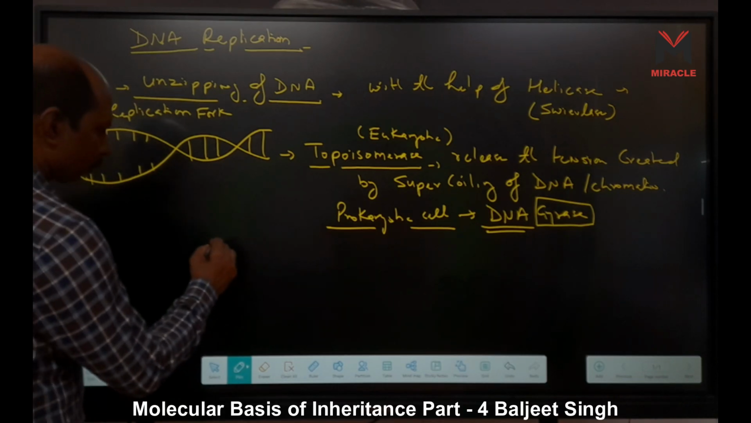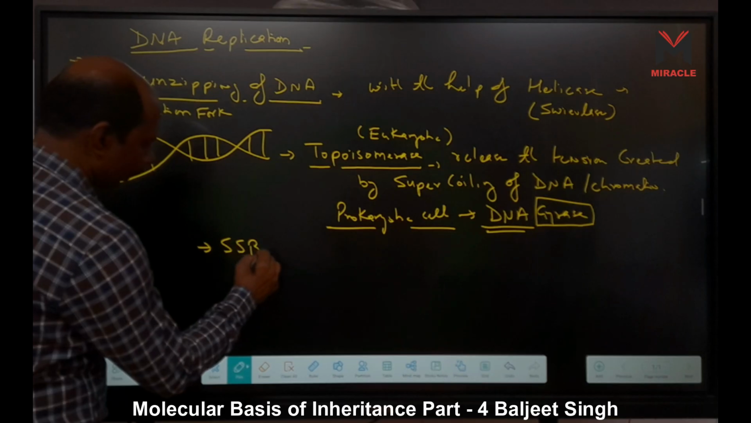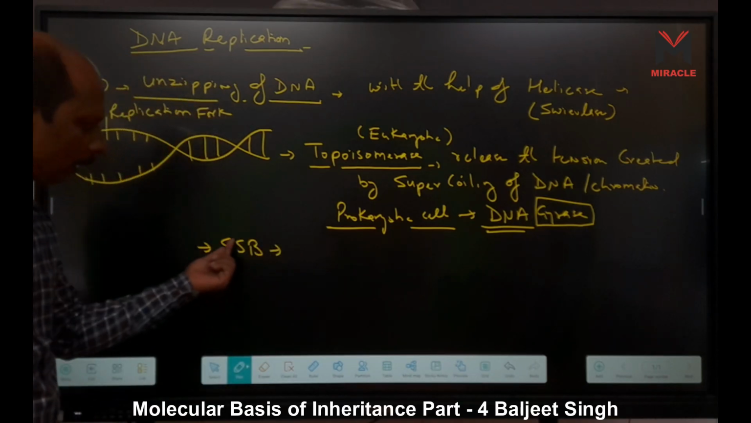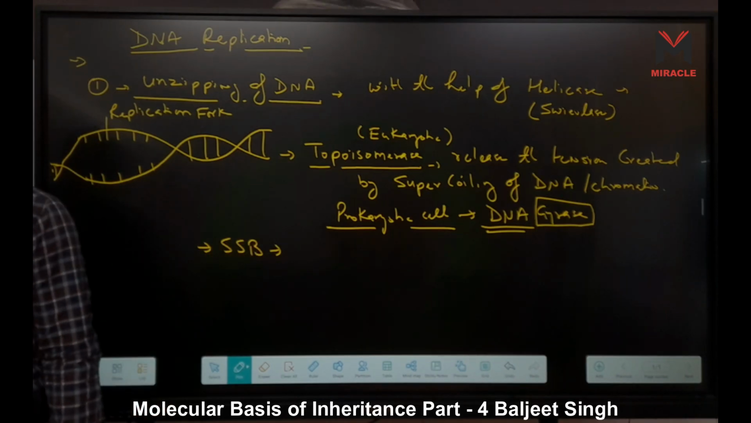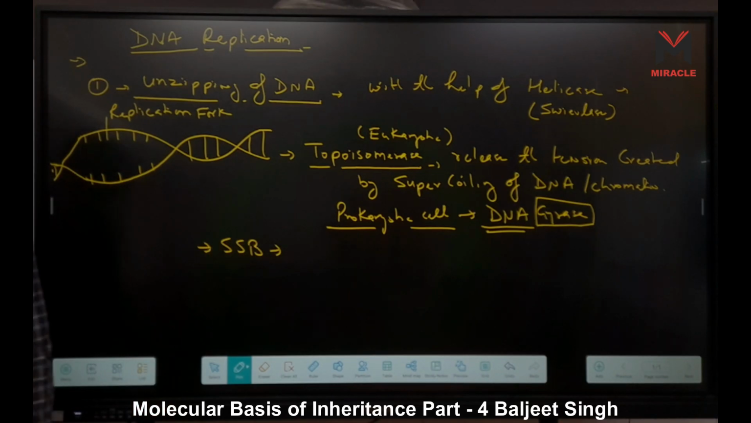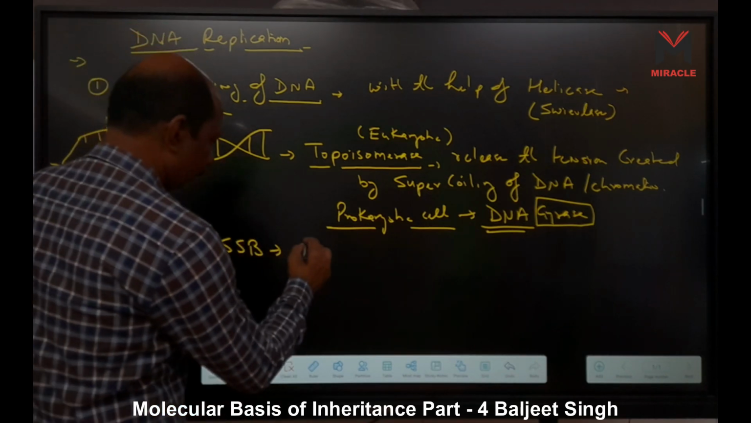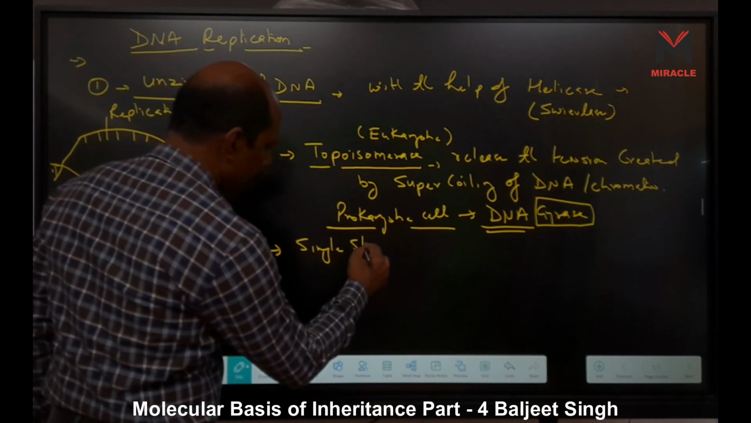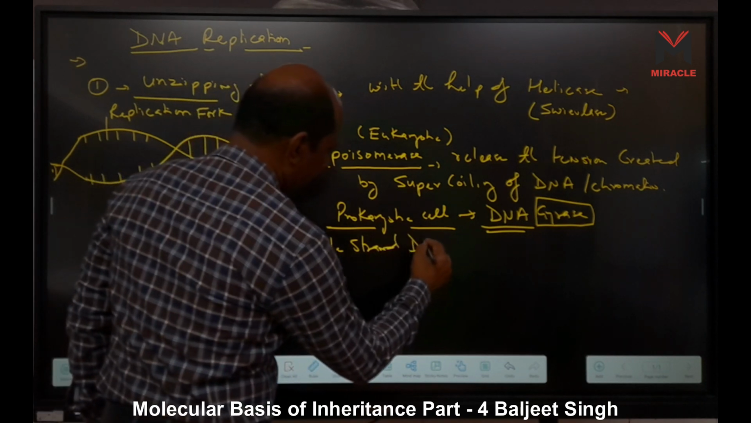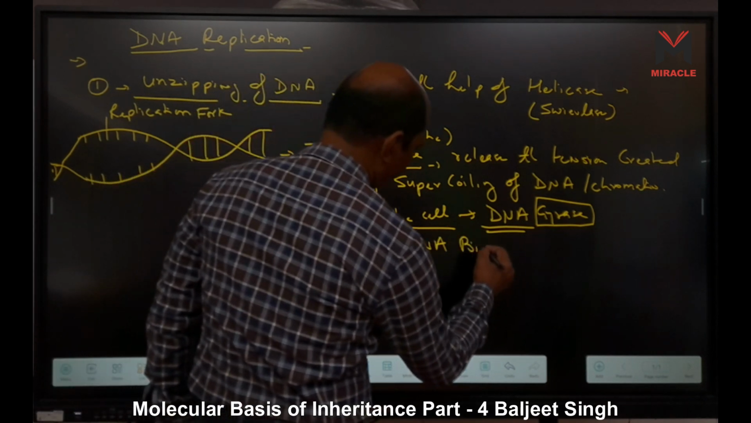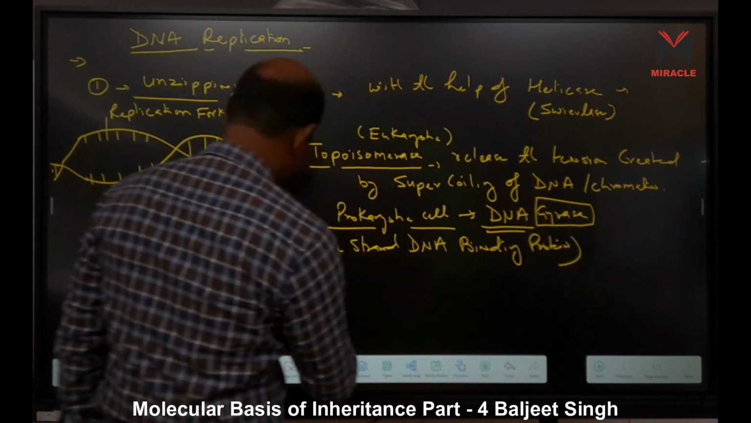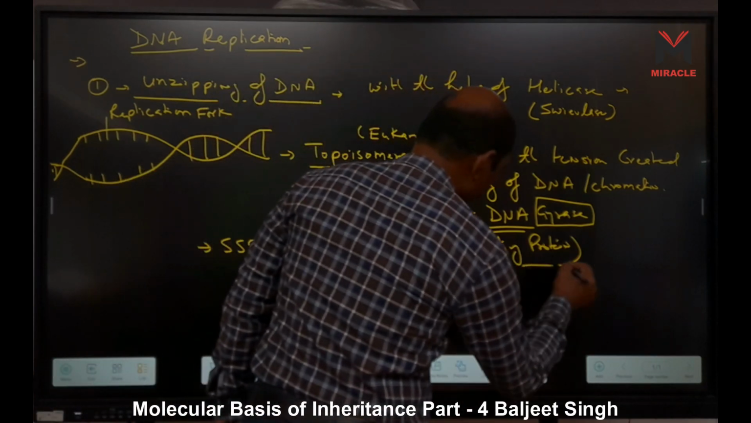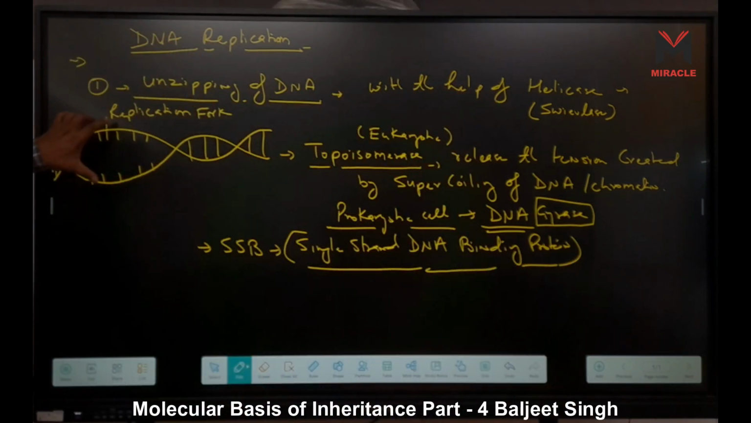Another enzyme is here also. It is called SSB. SSB means what? Single strand binding DNA. This is called single strand DNA binding protein. Right? What is the function of this one? When this fork is formed, then what happens?